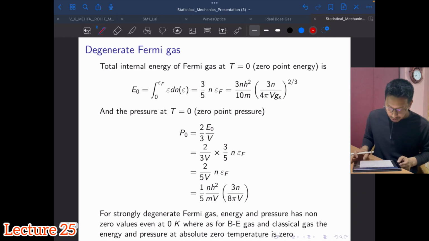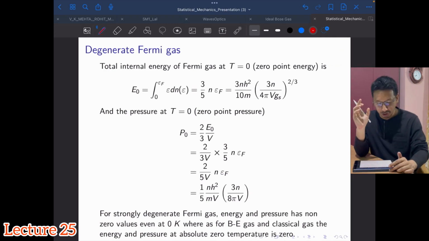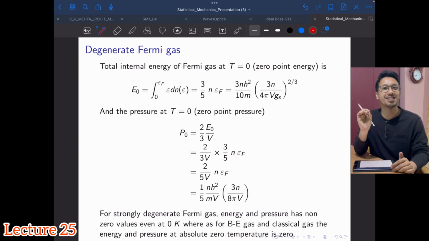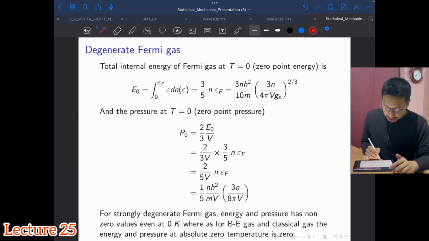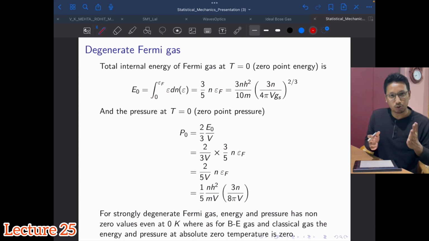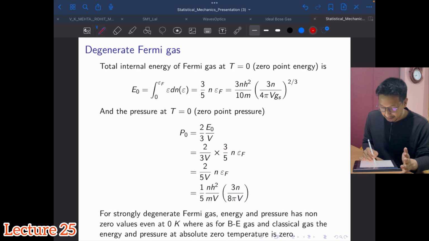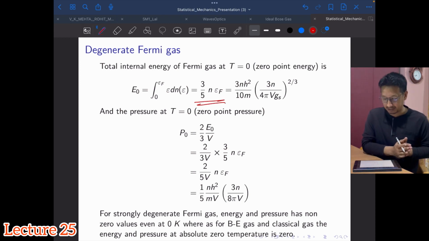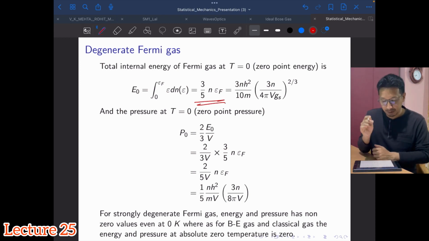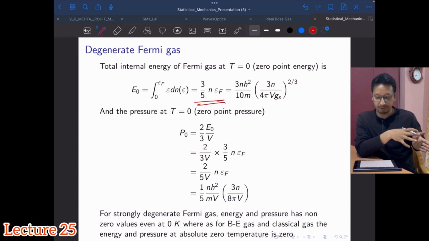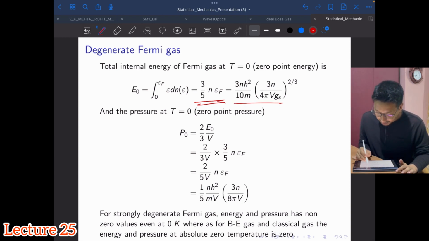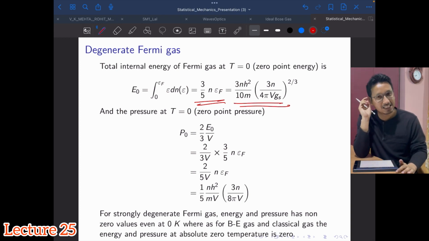So I can calculate the total energy of the Fermi gas at absolute 0, which is called the zero point energy. You will see that this zero point energy is not going to be 0, unlike the classical gas or the Bose-Einstein gas. We know that E naught, the total energy of the fermions, is given by this, which we derived in the previous lecture. Then I substitute the expression for the Fermi energy, which was also derived in the previous lecture. Substituting that, you will get this. So this is not 0.